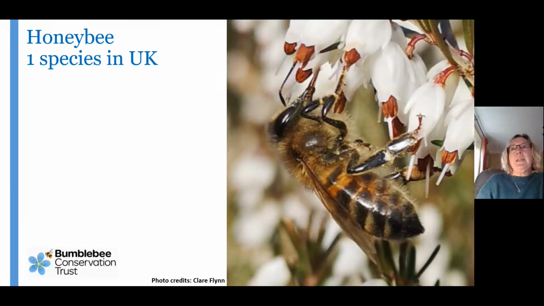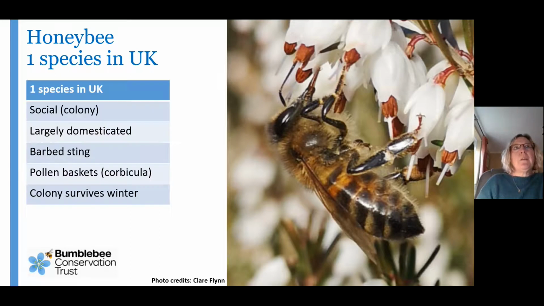So if we look at honeybees, there is 1 species in the UK, Apis mellifera, and it is largely a domesticated insect. We do have feral colonies which may take up residence, for example, in holes in trees or roof spaces, and they may persist for several years away from the hives. But largely it is a domesticated animal, obviously, that we farm for honey production.